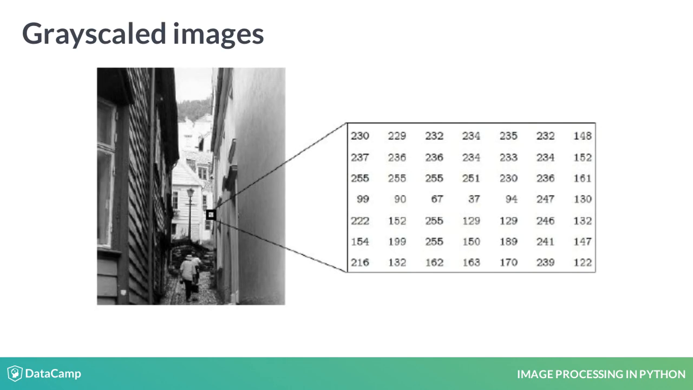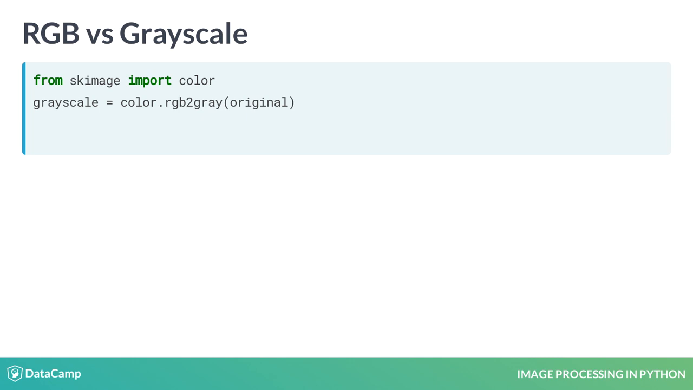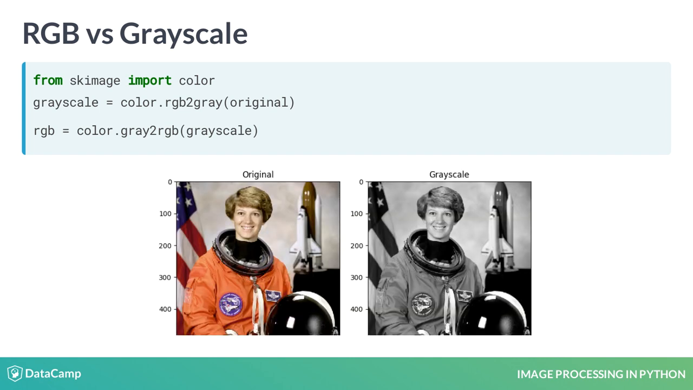Grayscale images only have shades of black and white. Often, the grayscale intensity is stored as an 8-bit integer, giving 255 possible different shades of gray. Grayscale images don't have any color information. So, RGB images have 3 color channels, while grayscale ones have a single channel. We can convert an image with RGB channels into grayscale using the function rgb2gray, provided in the color module. We can also turn grayscale to RGB using gray2rgb.